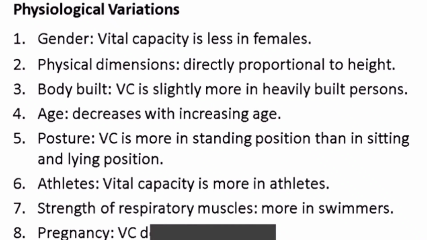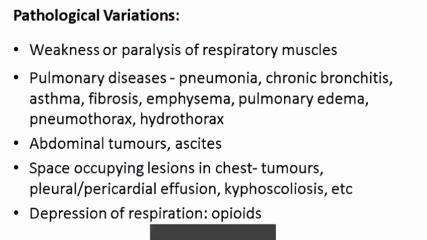It is more in swimmers as well as in those who do daily exercise, like footballers. Basketball players who play daily also have more vital capacity. Pathological variations: when you have pulmonary diseases like pneumonia, chronic bronchitis, emphysema, COPD, bronchial asthma, any lung disease, anything affecting the lungs, it can decrease the vital capacity.